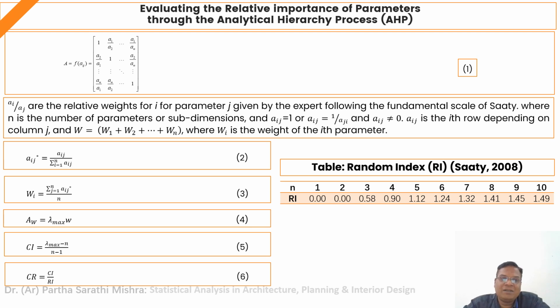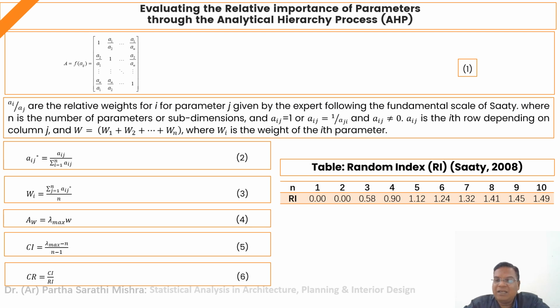In equation 1, we can say this is a pairwise comparison matrix where a_ij are the relative weights of parameter i against parameter j given by the experts, using the fundamental scale of Saaty, where n is the number of parameters or subdimensions, and a_ij is equal to 1 by a_ji, and a_ij is not equal to 0, where a_ij is the ith row depending upon the column j.